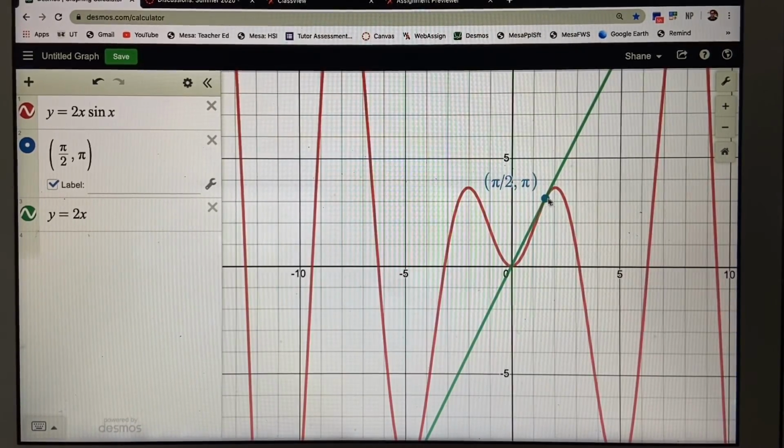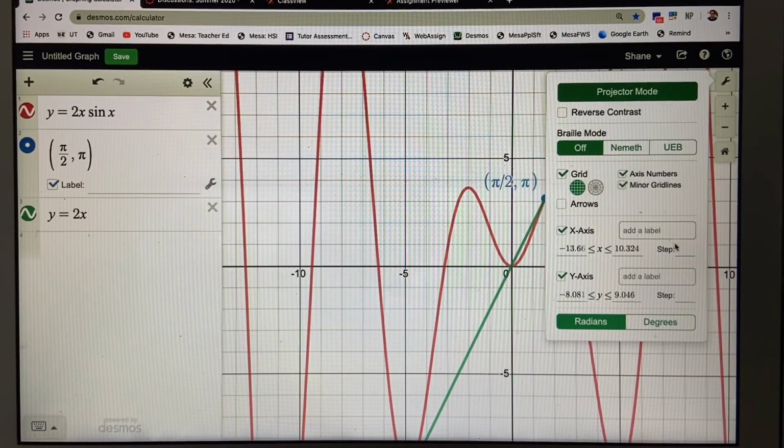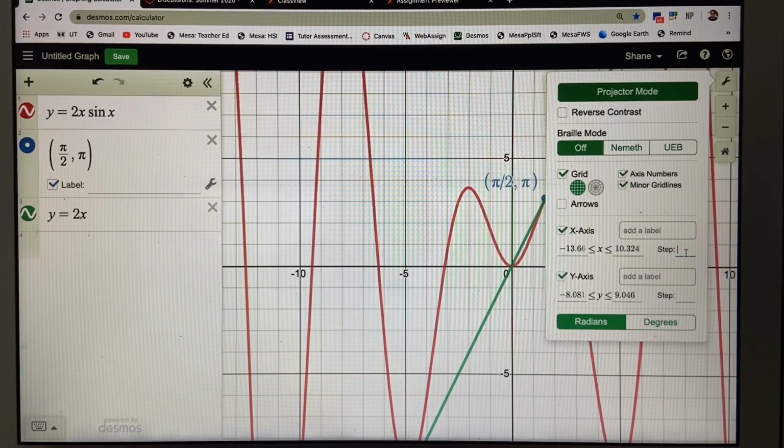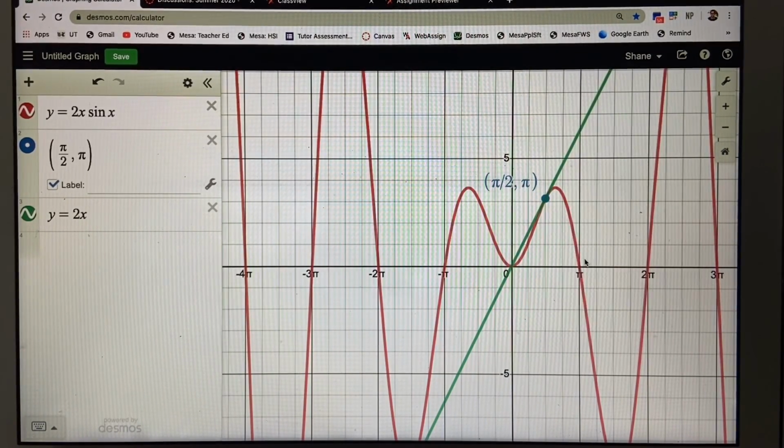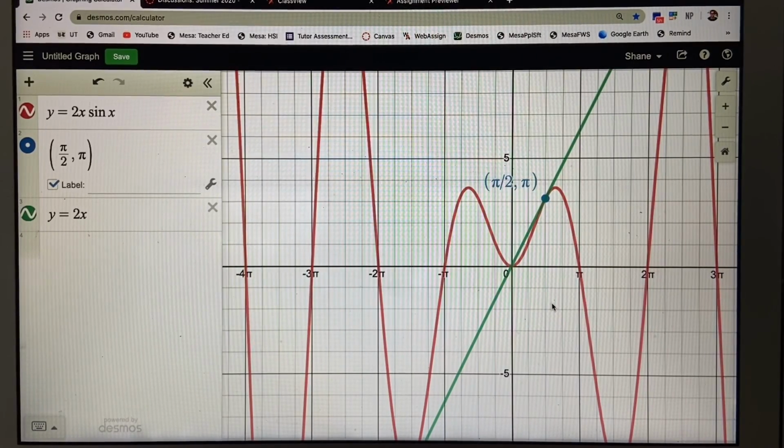All right. By the way, if you want to change to pi, you can. So over here, instead of the normal numerical steps, you can say make the steps pi, and you can kind of have a better trig graph there.